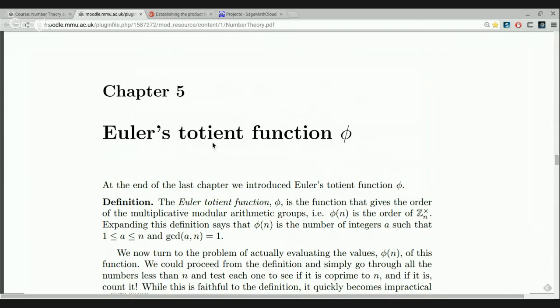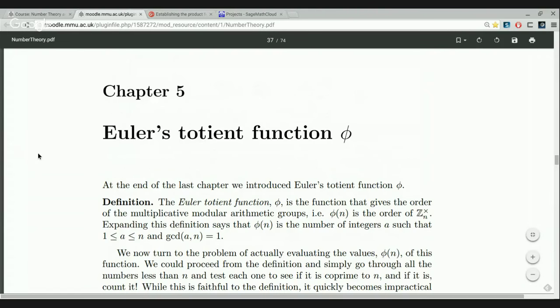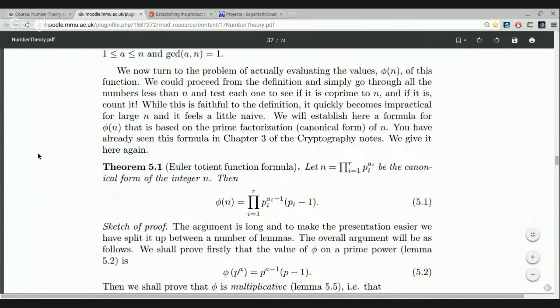and that's your value of phi of n. But that feels a bit naive, especially if n is large. You've got an awful amount of cases to check, and you're not really learning anything about the structure or the behavior of phi. So we'd like a better way of evaluating phi. And indeed there is one.